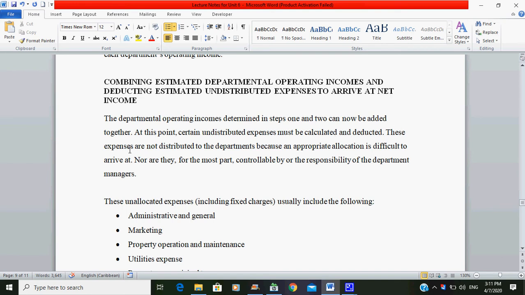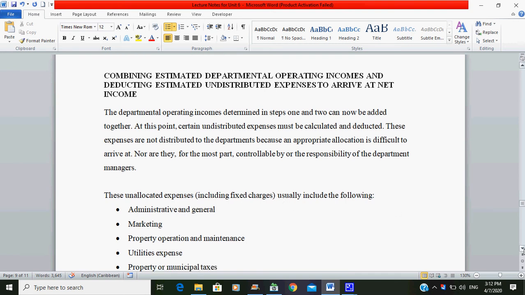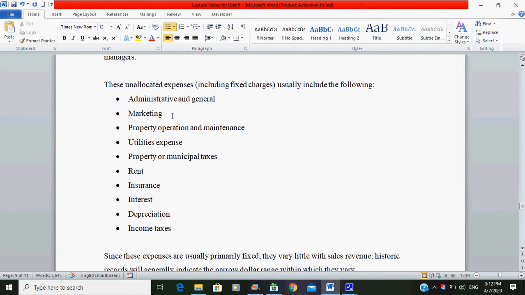These expenses are not distributed to the departments because an appropriate allocation is difficult to arrive at, nor are they for the most part controllable by or the responsibility of the department managers. These unallocated expenses, otherwise called undistributed expenses, usually include the following: administrative, general, marketing, property operation and maintenance, utility expenses, property or municipal taxes, rent, insurance, interest, depreciation, income taxes. These are normally fixed charges.